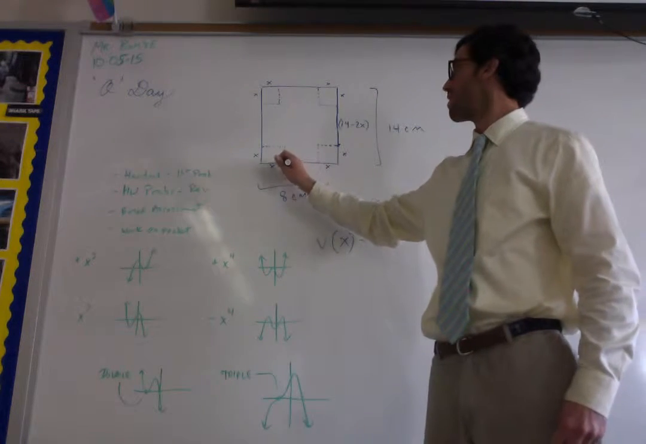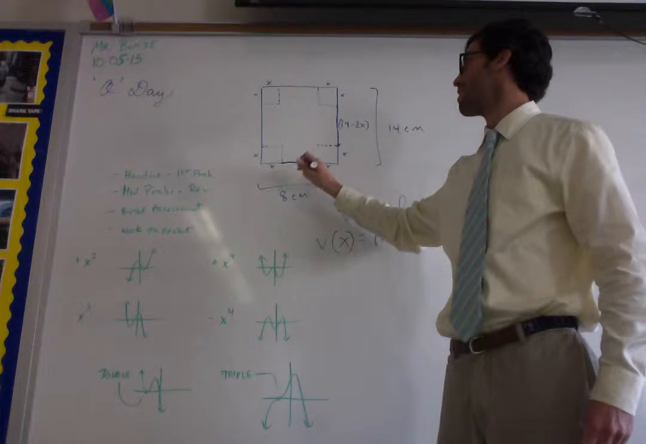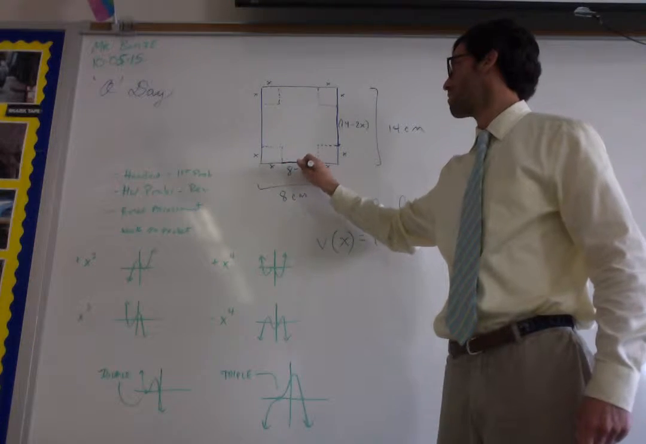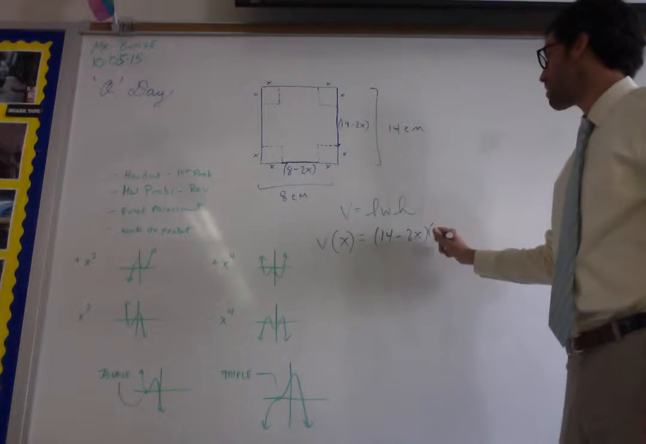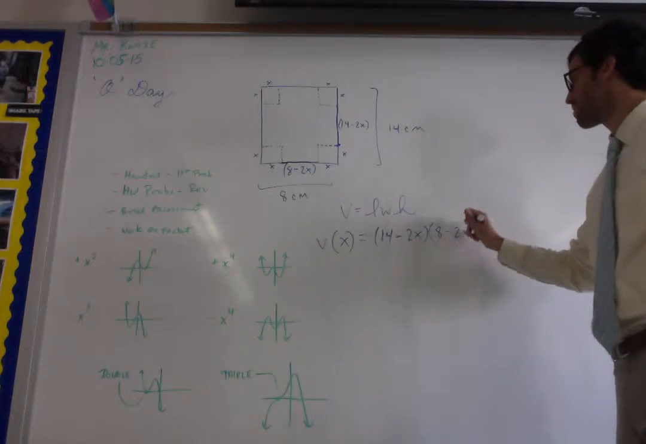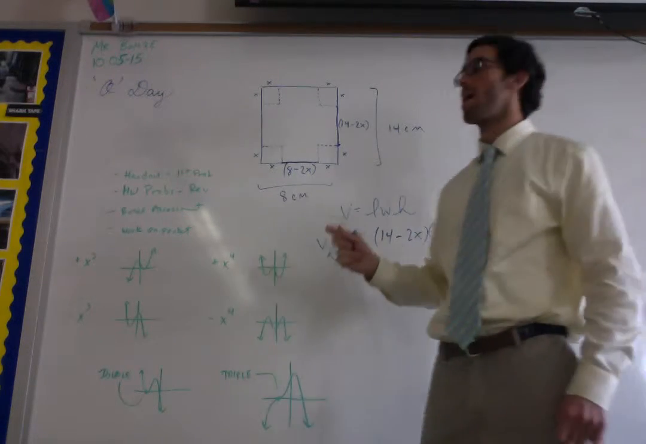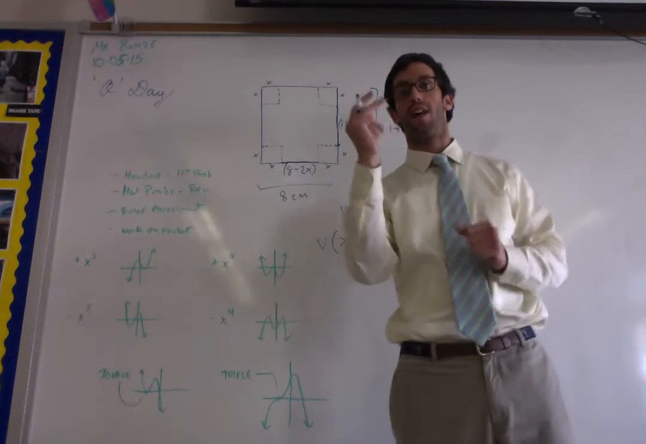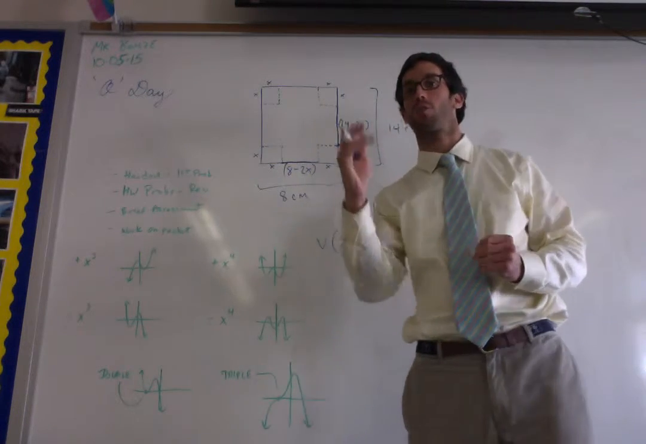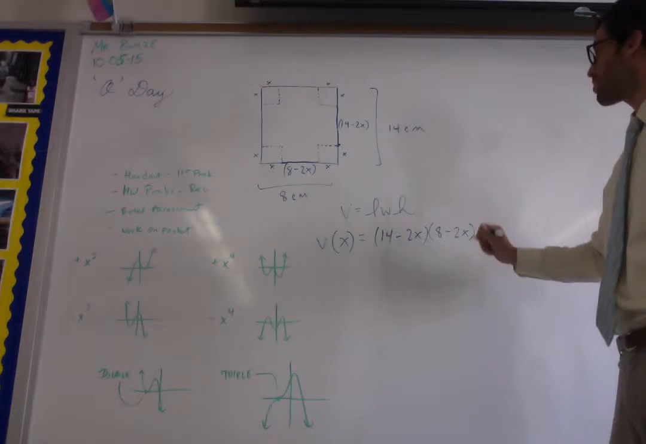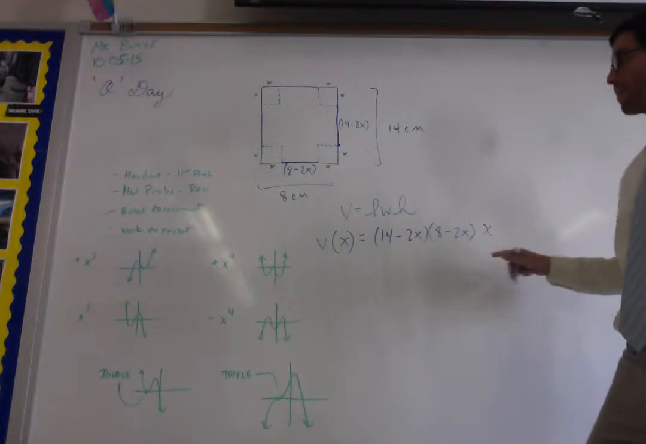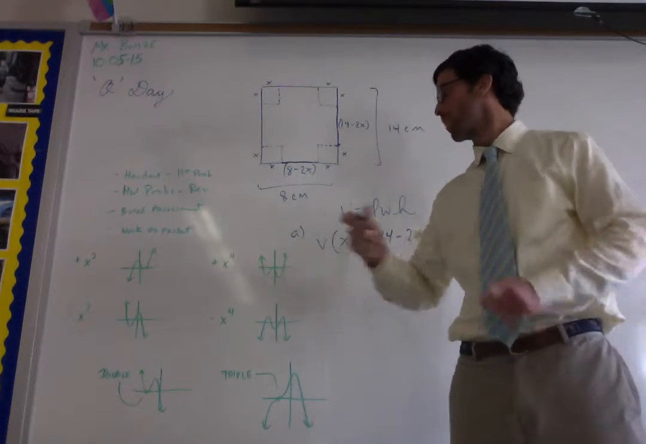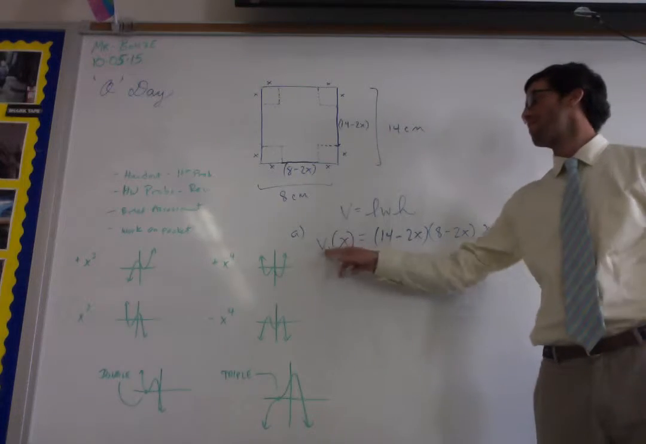And this side, as you might guess, is going to be 8 minus 2x. That's going to be the width of the box. And the height of the box is just going to be x. When we fold up these squares, the height of the box will just be one of those x's. So this is the answer to part A. This is a function, the volume as a function of x.